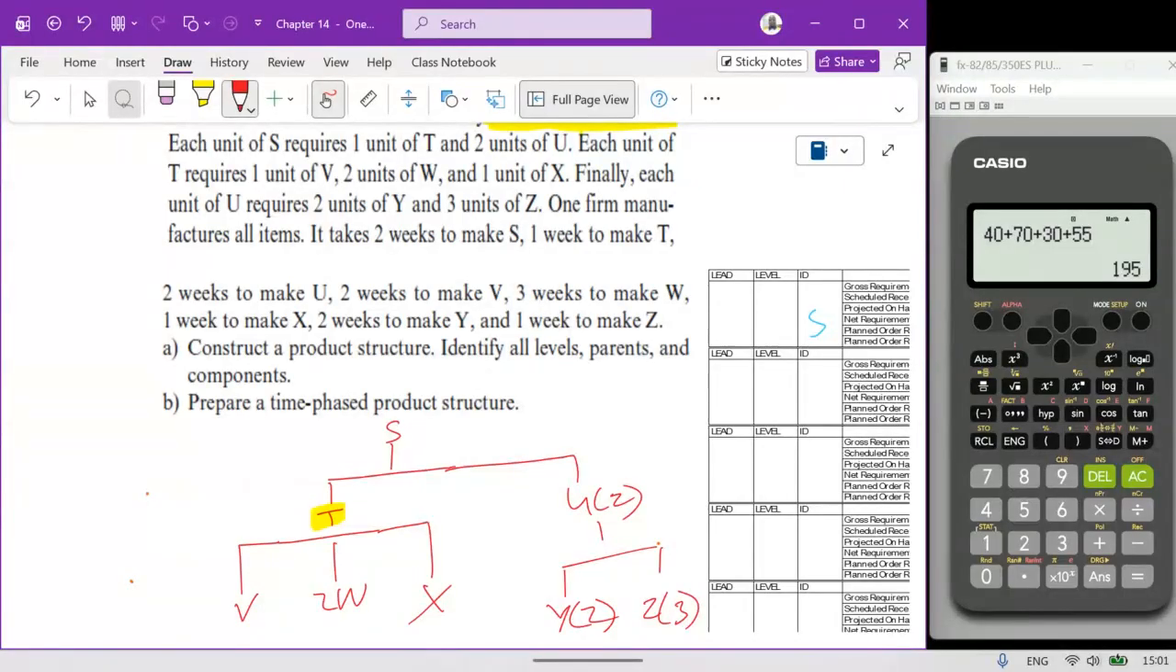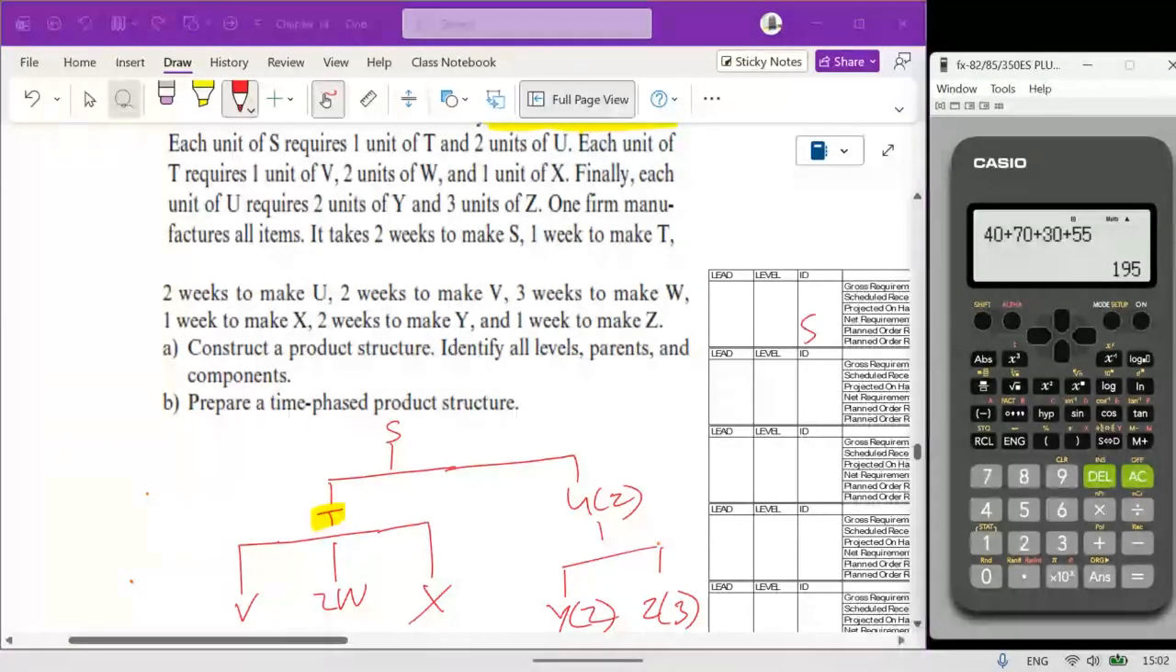So now, one firm features all items. It takes 2 weeks to produce S, 1 week to produce T. So rather, to be safe, you now capture the information. We have your S. It takes how many weeks? 2.